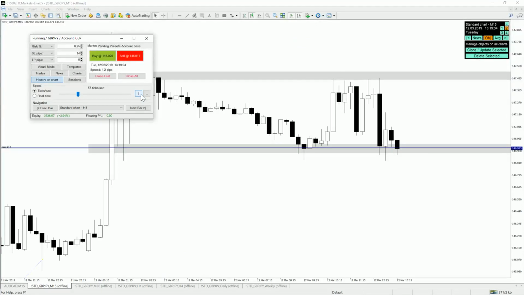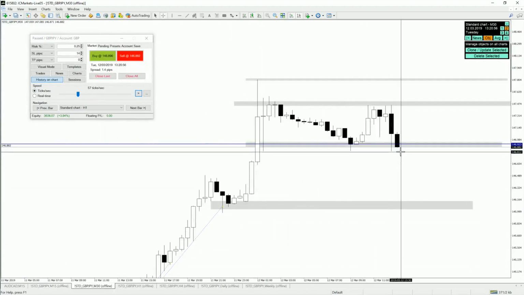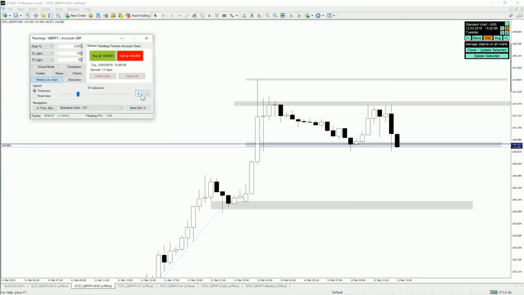I think a better idea would be if the 15-minute candle breaks the low, that's a weak confirmation, right? If the 30-minute breaks the low, then that's a very strong confirmation. But the stop is going to be around 30 pips and the range is even bigger over here. So I think that could be a good idea here.